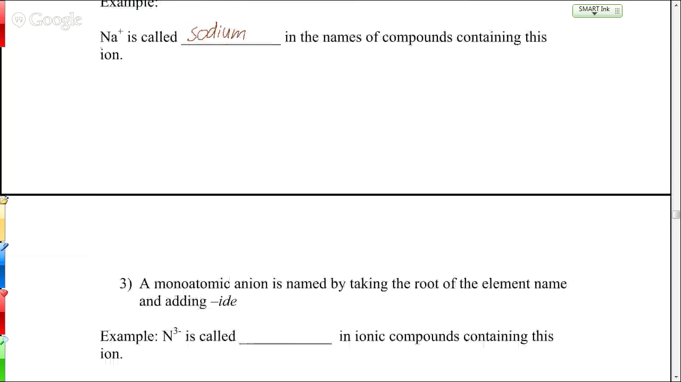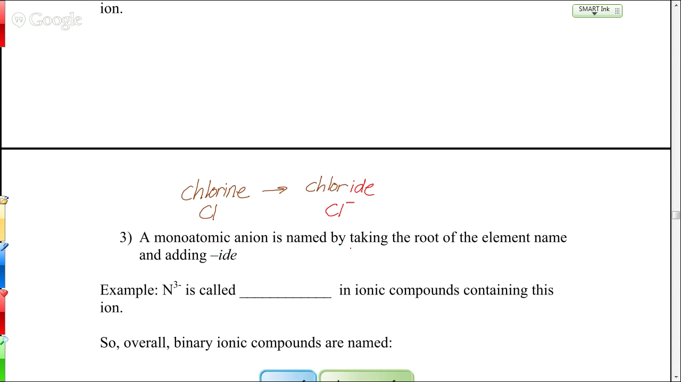So then the monoatomic anion, that is the single atom anion, you cut the end of the word off and you put "ide." So chlorine, which is Cl, becomes chloride, which is Cl minus the anion. And that's how we determine an anion from a neutral compound. With the cations, we don't change the name. So a sodium ion gets the same name as a sodium atom. With the negative ones, we do. So chlorine becomes chloride. What do you think N3 minus would be called?